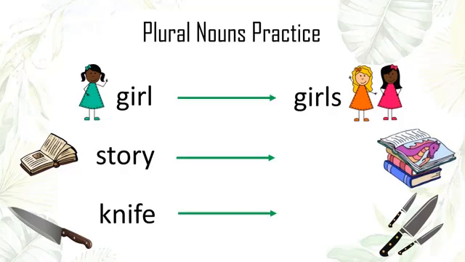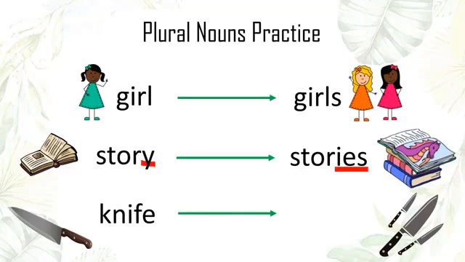Girls. It just adds an s to the end. It follows the rule of adding an s, which is used for most nouns. Our second word is story. One story, many stories. We take away the y and we add ies.